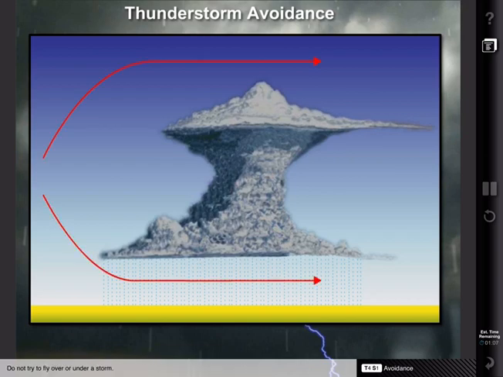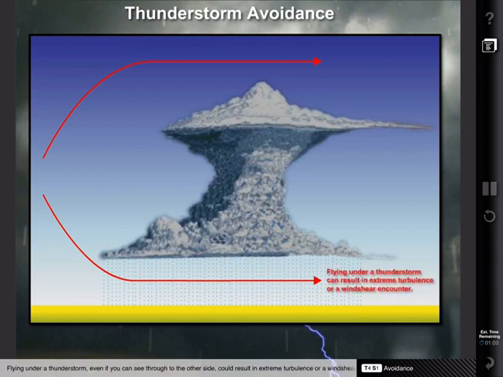Do not try to fly over or under a storm. Flying under a thunderstorm, even if you can see through to the other side, could result in extreme turbulence or a wind shear encounter. Trying to fly over a thunderstorm may exceed the altitude capability of your aircraft.